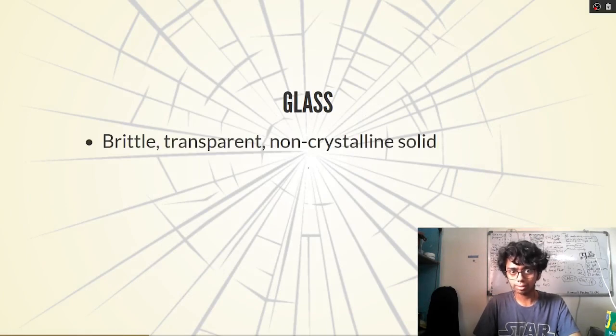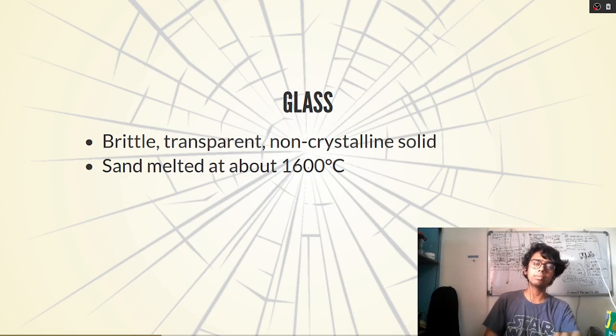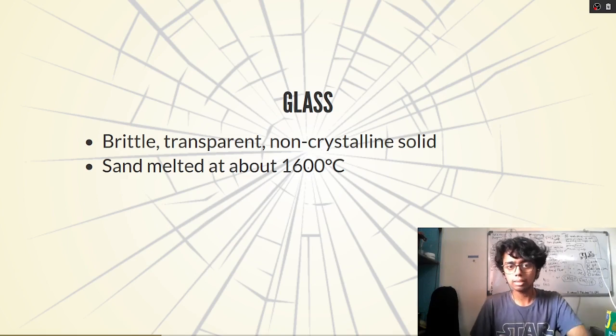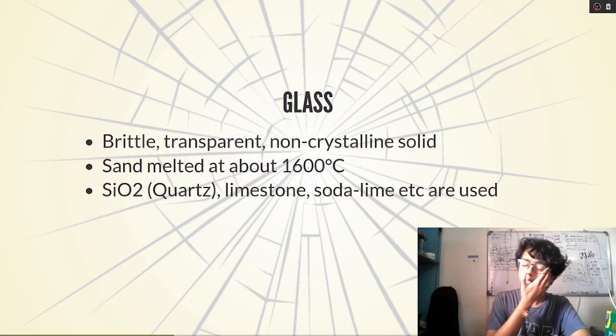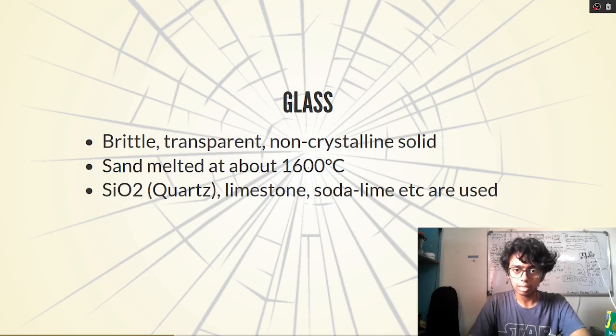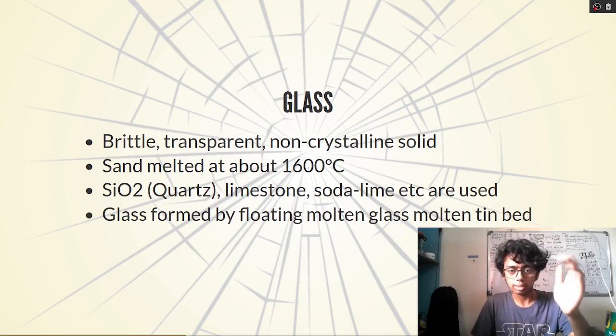First up is glass. So glass, as you know, is a brittle, transparent, non-crystalline solid. It's made by melting sand in glass melting furnaces at around 1550 to 1600 degrees Celsius. And some other components, like in sand there's silicon dioxide, also found in quartz, and other components like soda lime are used for different types of glass. These are some of the components used. Glass is then formed by the molten glass, it's called a floating process.